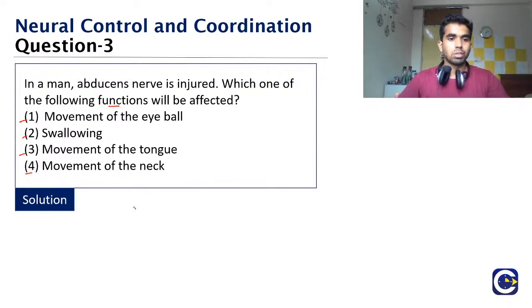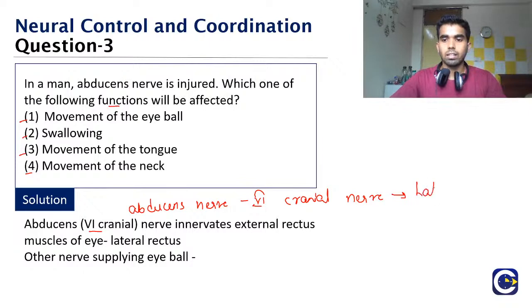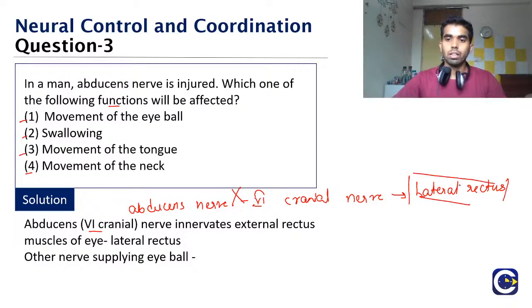So what do you mean by the abducens nerve? Which nerve is it? The abducens nerve is nerve number 6. It is the sixth cranial nerve, and this sixth cranial nerve supplies the lateral rectus muscle. Lateral rectus is a muscle of the eyeball. So if you cut this abducens nerve, then the supply to the lateral rectus will be gone, and that is why you will not be able to control some movement of the eyeball.